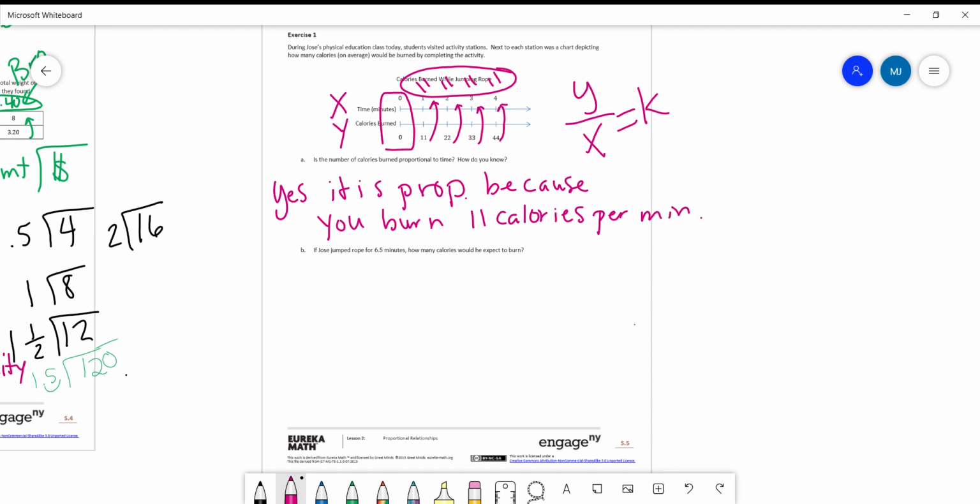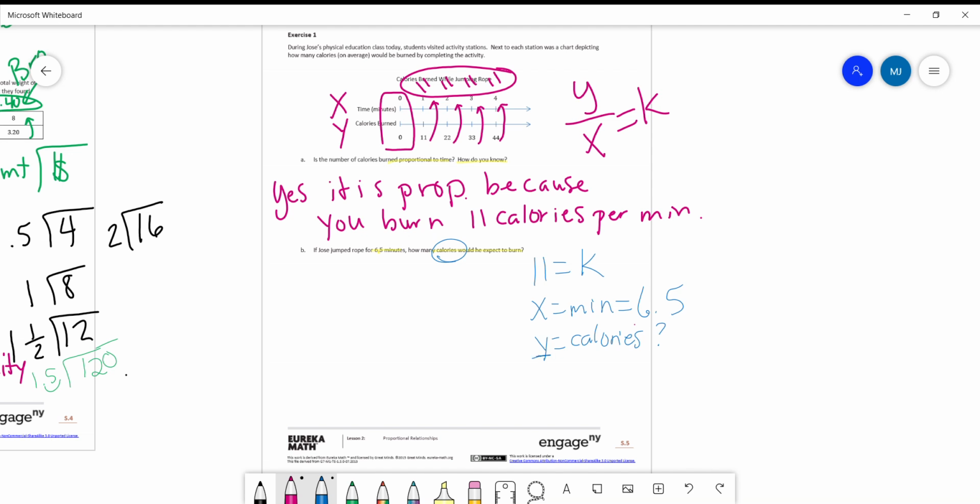Okay, so looking at the next one. If he jumped rope for 6.5 minutes, how many calories should he expect to burn? Remember that we answered these questions up here. So if it's 11 calories per minute, and we know we're calling that K, we know that X is our minutes, and in this problem our minutes is 6.5. We're trying to figure out calories. Y is our calories. That's what we don't know. And when you don't know it, you use a variable.